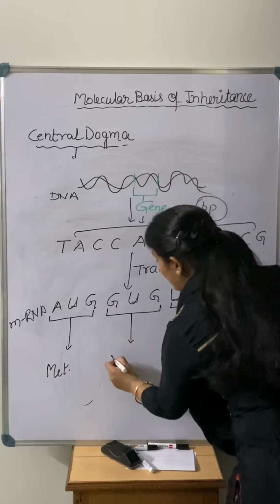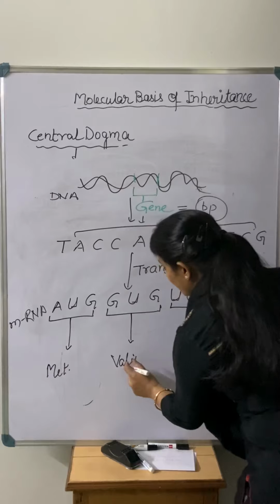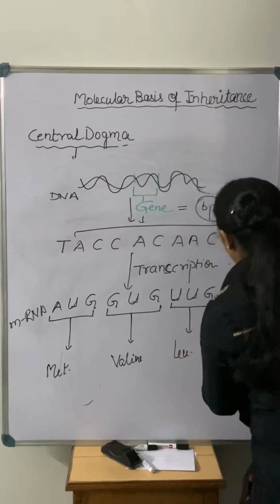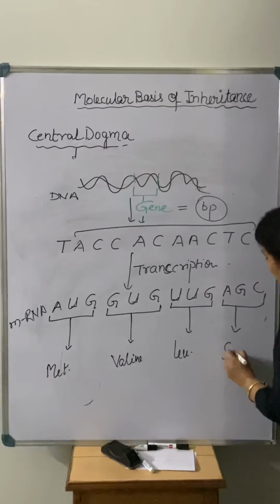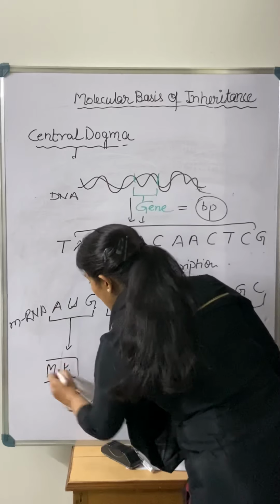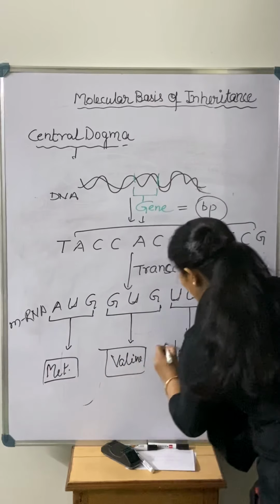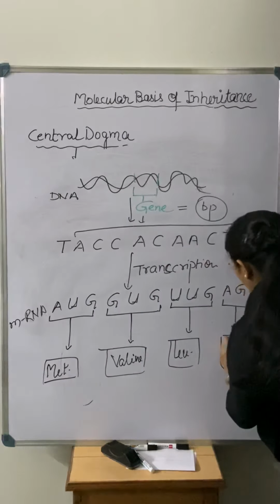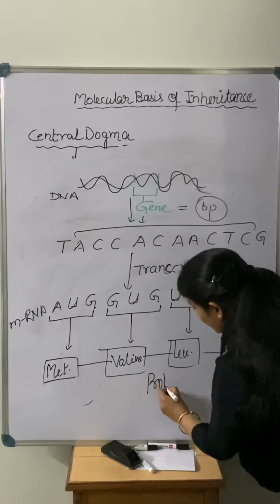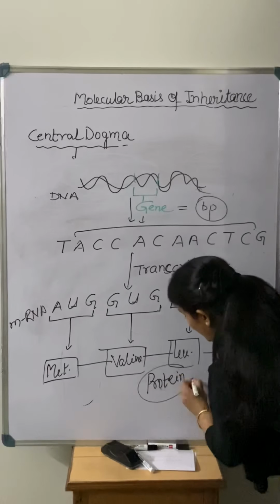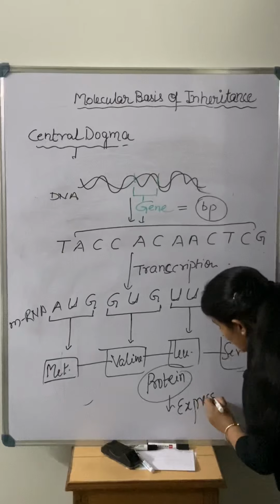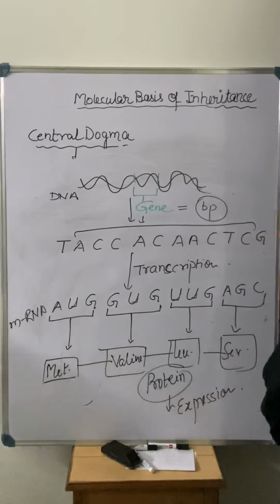GUG is read as valine, right? This is read as leucine. This is read as serine. So these are the names of amino acids. And when these amino acids are attached by peptide bonds, they make the protein. And this protein is for a particular expression of the gene, meaning a particular process of your cell, right?